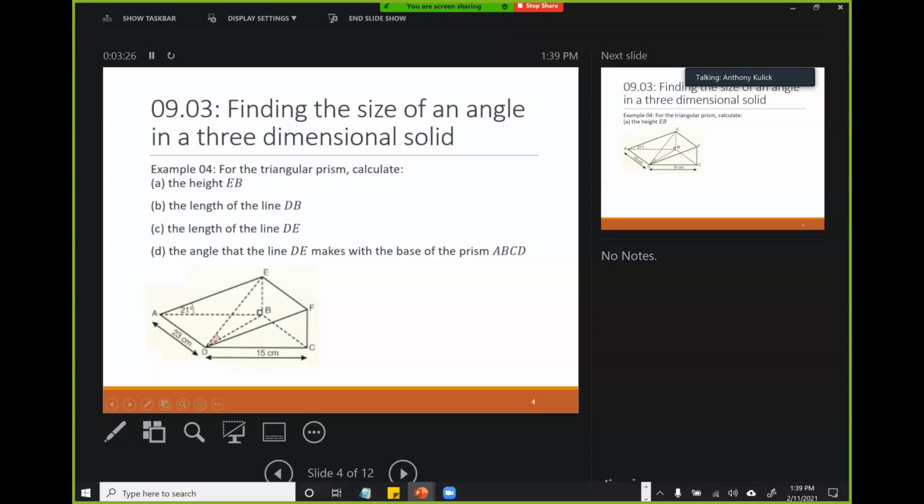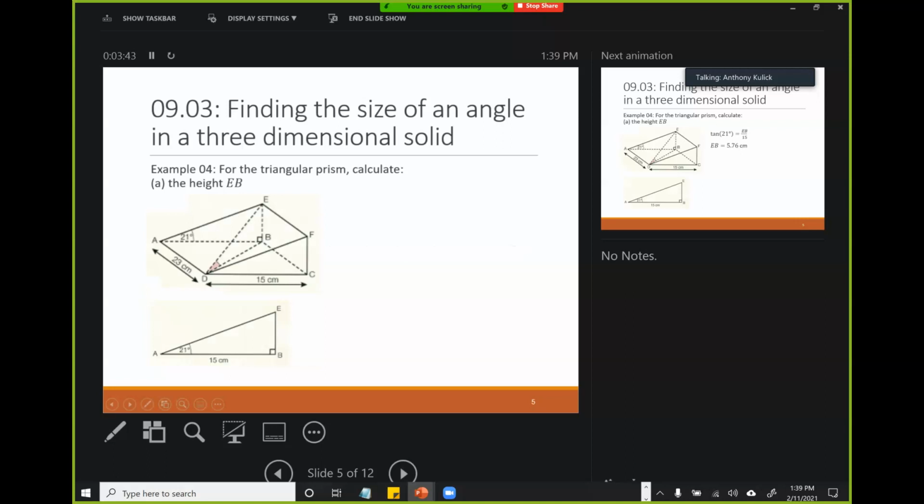So first up is EB. The calculation triangle I would use is EBA. Since I know AB is 15, I'm given that angle EAB is 21 degrees. I can calculate EB by using tangent. So I can say tangent of 21 is equal to EB over 15. And when I grind that through, I get that EB is 5.76.